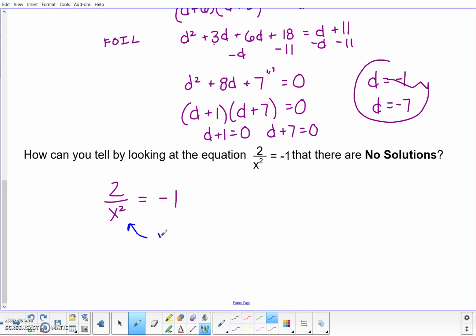Hopefully you notice that any number squared will always be positive. Okay, if I take a negative 2 and I plug it in, I always get positive 4. Well, if I always get a positive number for this squared term, I can never have it equal negative 1. So, there's just a little interesting math problem for you.